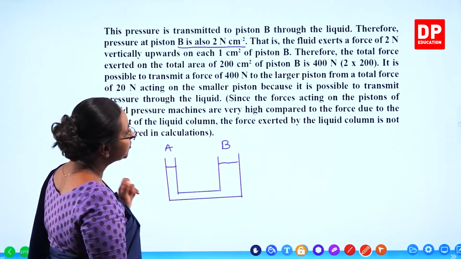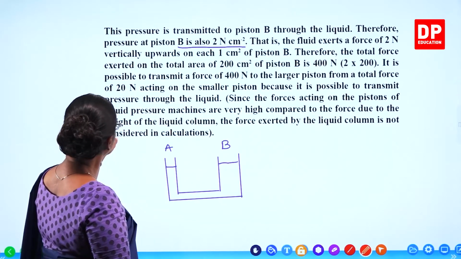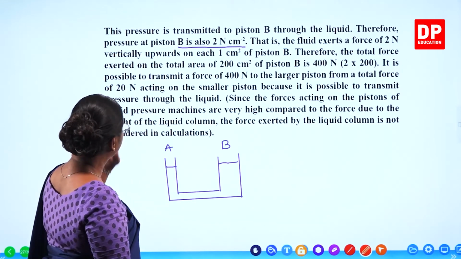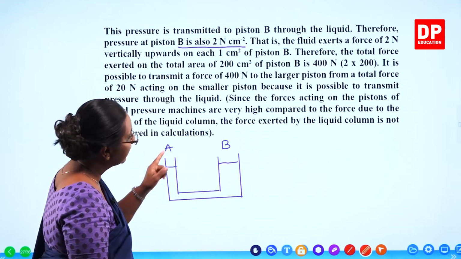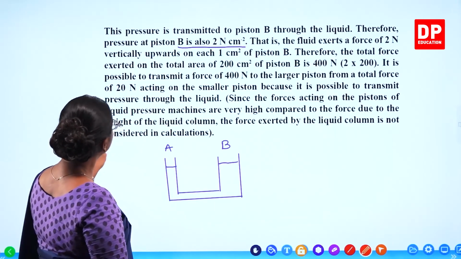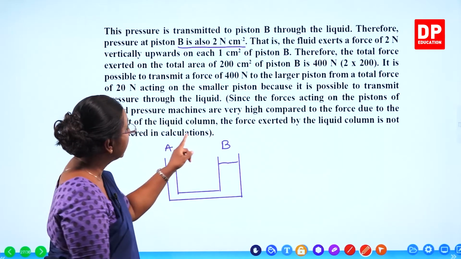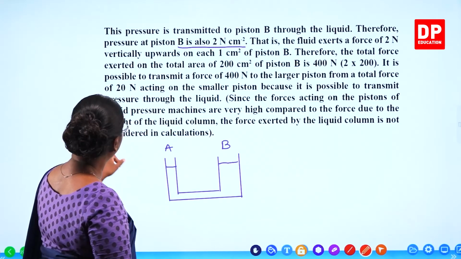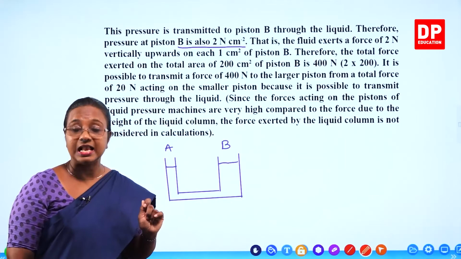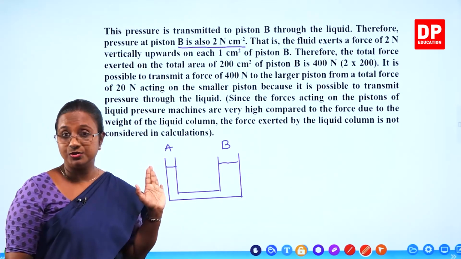So, since the forces acting on the pistons of liquid pressure machines are very high compared to the force due to the weight of the liquid column, the force exerted by the liquid column is not considered in calculations. I told you all that also before, students.